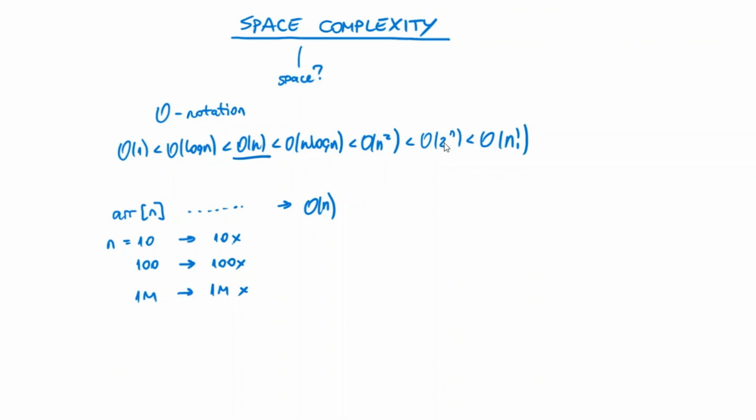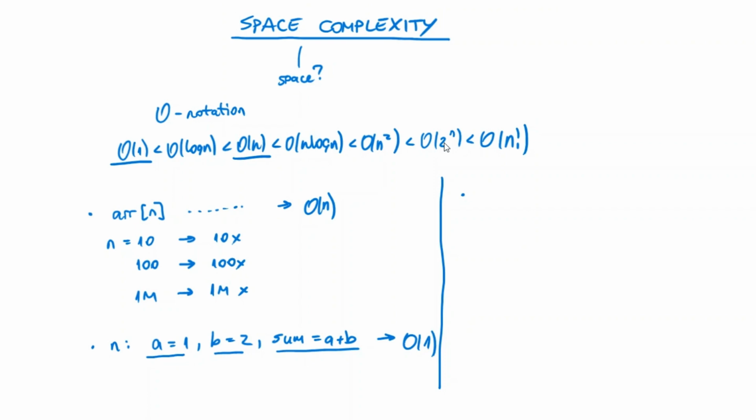Constant complexity is if we have some input of size n, but we just do the job something like this. A is 1, B is 2, and sum is A plus B. So it doesn't matter how large n is, we will need only 3 places in memory. So it's constant, big O of 1 space complexity.